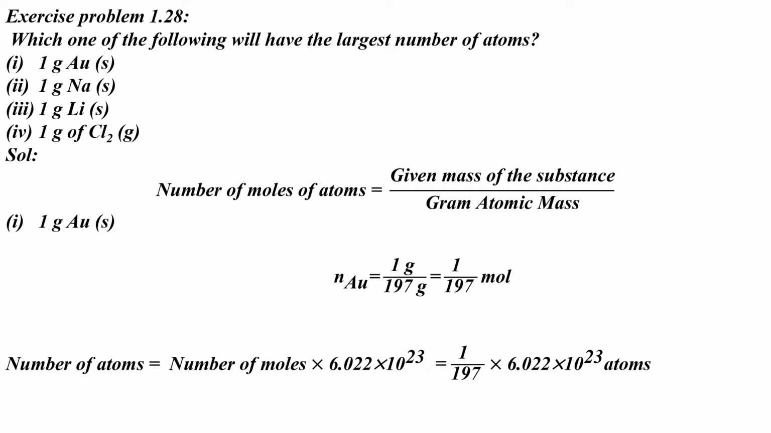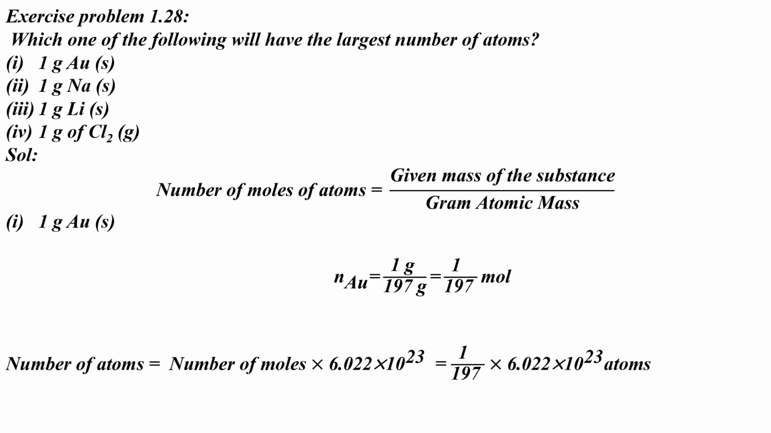So first of all, we use the formula: number of moles of atoms equals given mass of the substance divided by gram atomic mass, when we solve for the first 3 cases, because sodium, gold and lithium are all elements. So we need to find out their gram atomic mass. We should not write gram molecular mass in the denominator of the formula. These are not molecules, they are elements. So we must mention gram atomic mass.